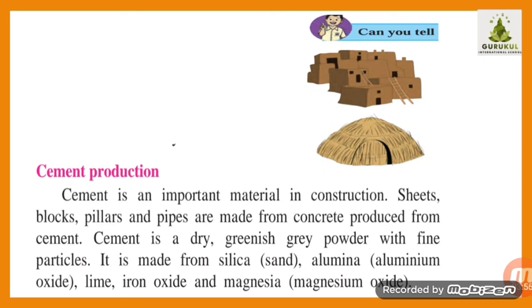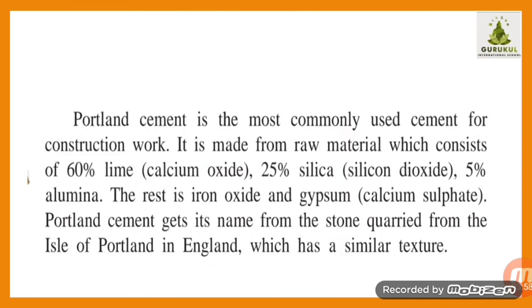Now based on these constituents, the cements are of different types. Right? Portland cement is the most commonly used cement for construction work. Means most of the people use this Portland cement. What is that Portland cement? It is made from raw material. It consists of 60% lime, 25% silica and 5% of aluminium, and the rest is iron oxide and gypsum.